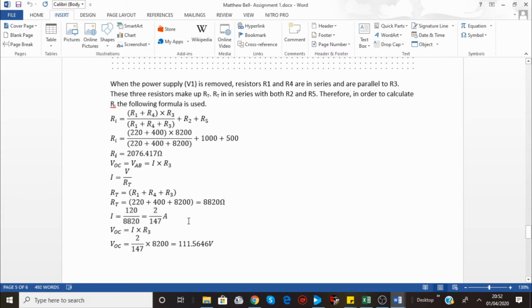If you convert that to decimals and find the value, 2 divided by 147 is 0.0136 amps.